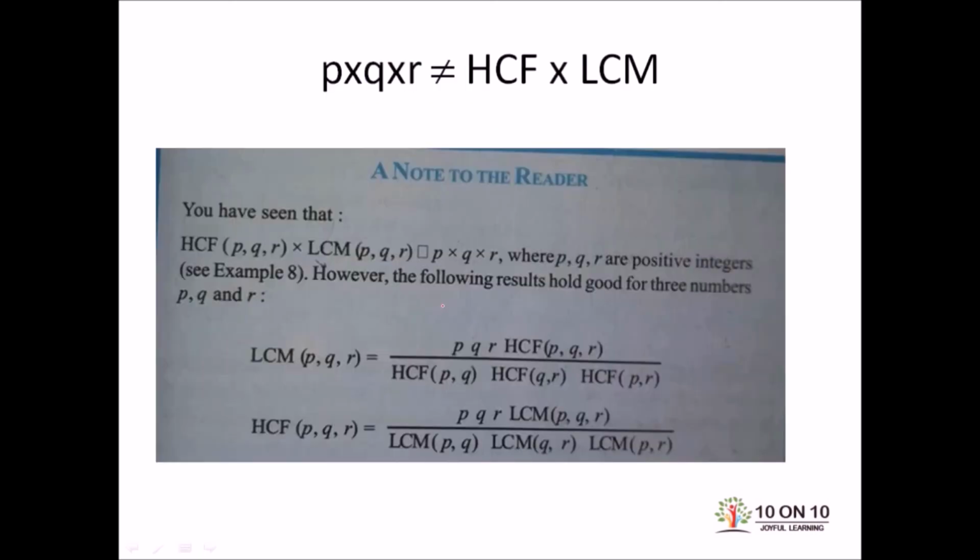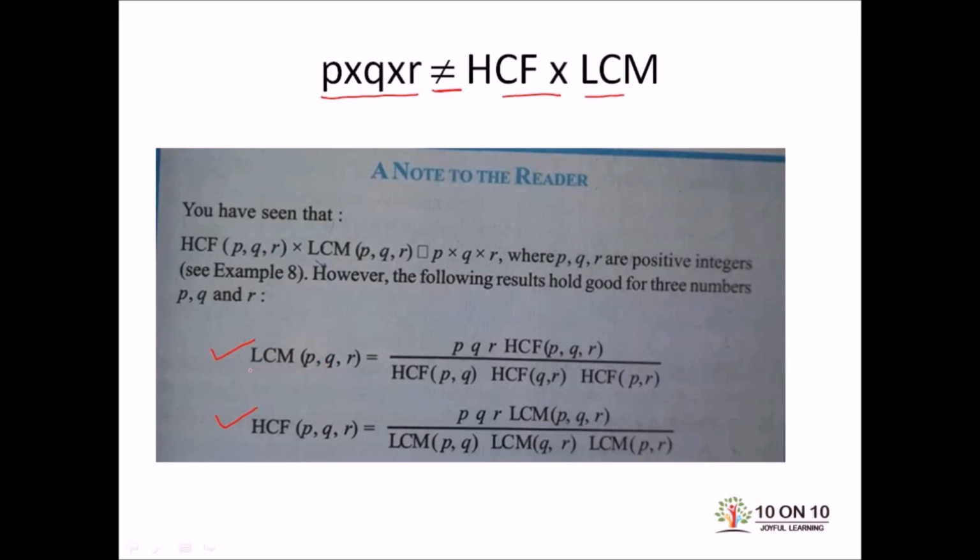This is how you can easily find out the HCF and LCM if the prime factorization is given. This is just for your reference. If you have to find out the HCF and LCM of three numbers, then the product of three numbers is not equal to the HCF and LCM of those three numbers. There's a different formula. You can remember this for the sake of MCQs. Otherwise, this is out of the scope of the syllabus of 10th class.